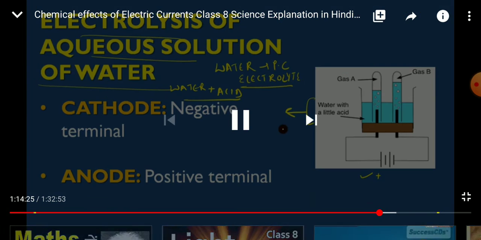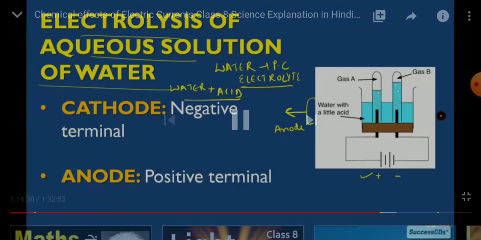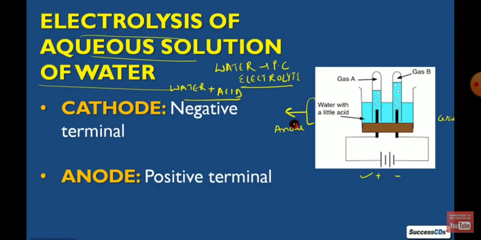So after this we are doing electrolysis, as I told you earlier also. So as you know, here we have taken what? Water with a little acid, okay, and you have taken two electrodes. The black colors are electrodes. So what are electrodes? It is generally made up of carbon, as you can see here, and on the electrodes we have inverted two test tubes, and you can see that bubbles of gas are coming.